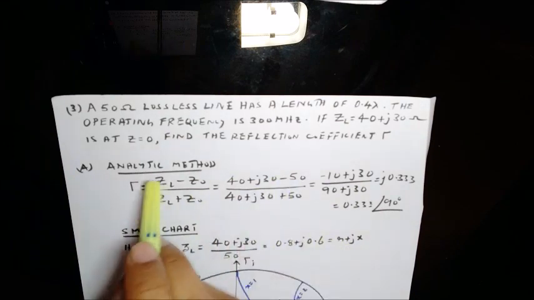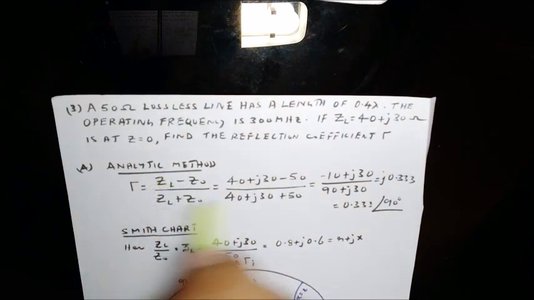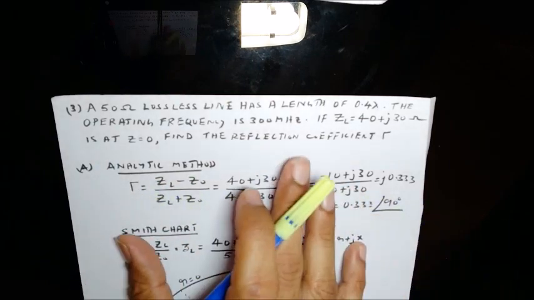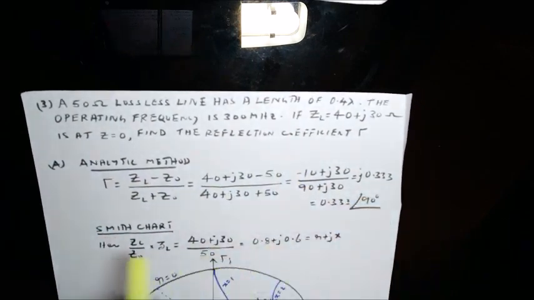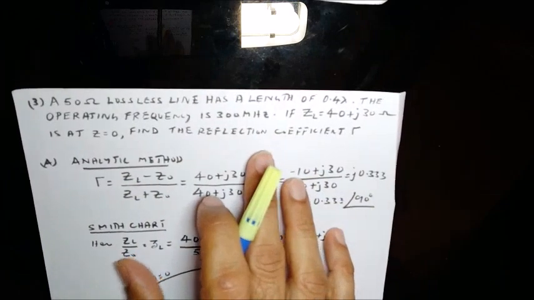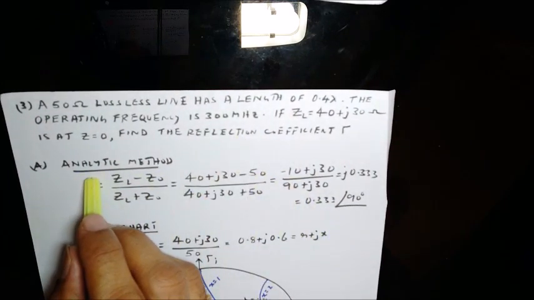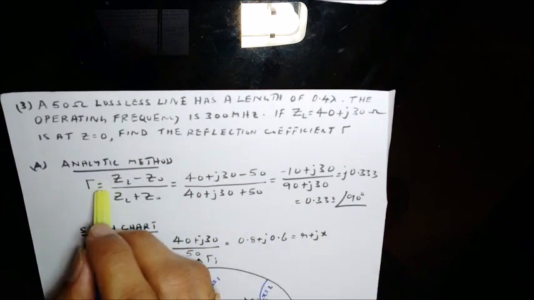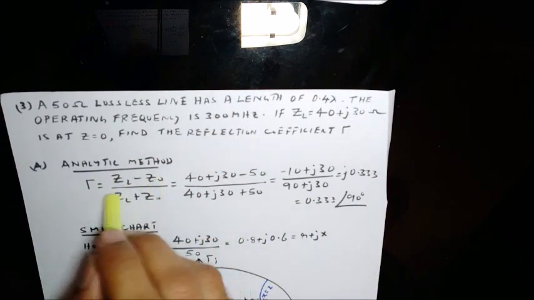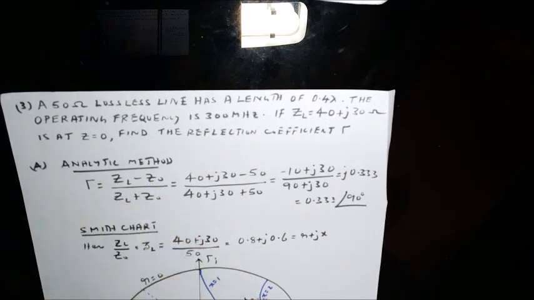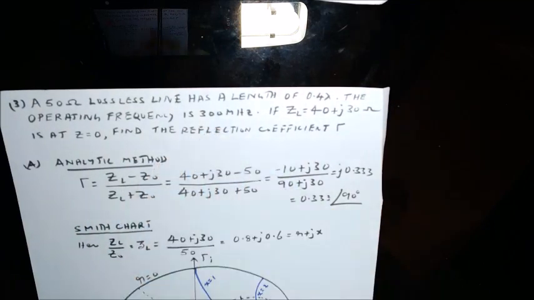Because when you use the analytic method, you have to deal with complex numbers, which makes the whole calculation lengthy and very laborious, cumbersome, so to say. Okay, so let's take the analytic method first. So the reflection coefficient, we know the relation is ZL minus Z0 divided by ZL plus Z0. This was also discussed in one of the earlier videos.